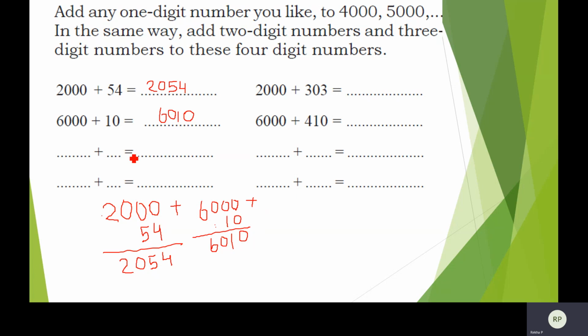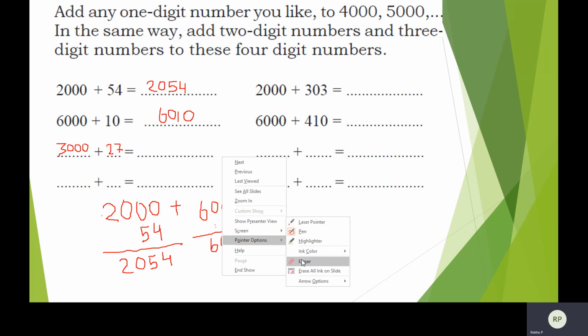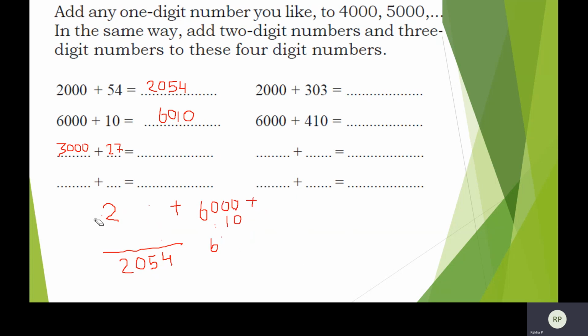Now you are asked to write any 4-digit number in terms of 1000 and then add a 2-digit number to it. I am going with 3000. Let's add 3000 and let's say 27. Let's add 27 to 3000. I'm erasing this.